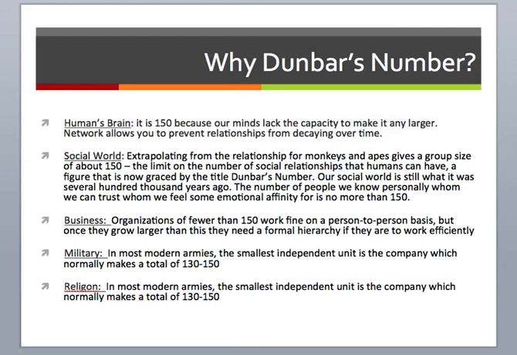Factories work by personal relationship, with a sense of mutual obligation encouraging workers and managers to cooperate rather than compete. Militaries seem to have come up with the same rule of thumb. In most modern armies, the smallest independent unit is the company, which normally totals 130 to 150.